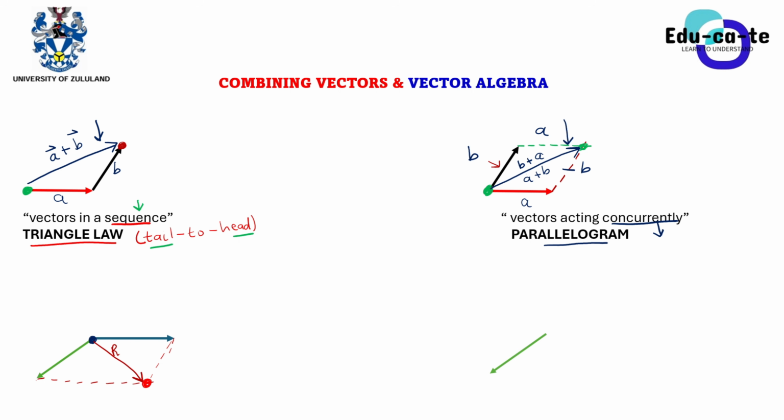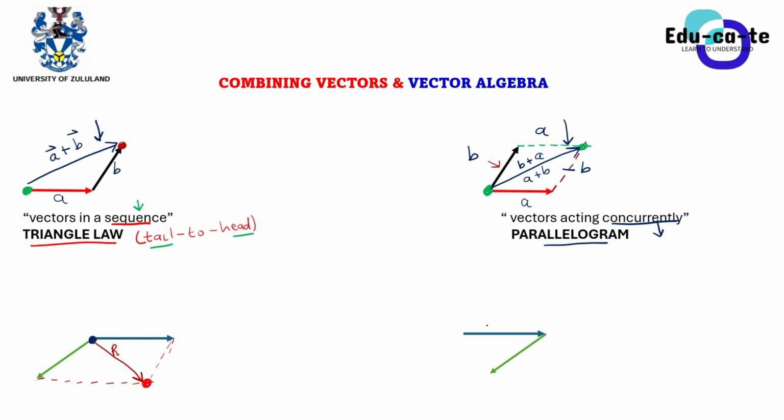If you look at another case whereby we have the same green vector and this blue vector, you can see now that they are following each other. So now we can apply the triangle law, or the tail to head method. So applying the triangle law or the tail to head method in this case, you can see that these are following each other.